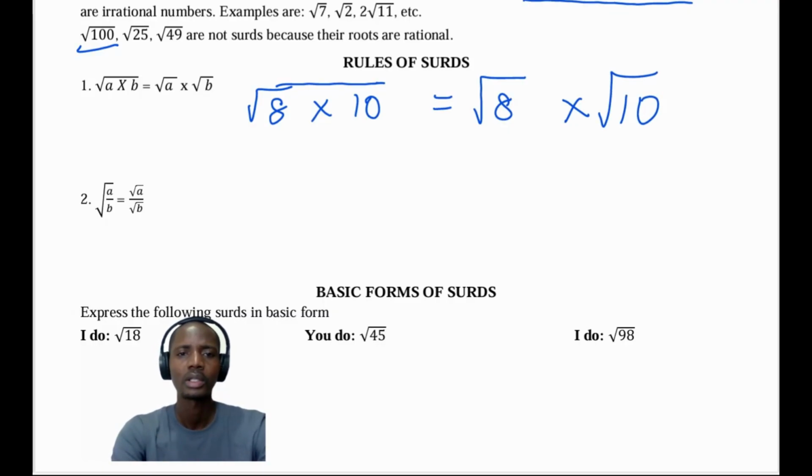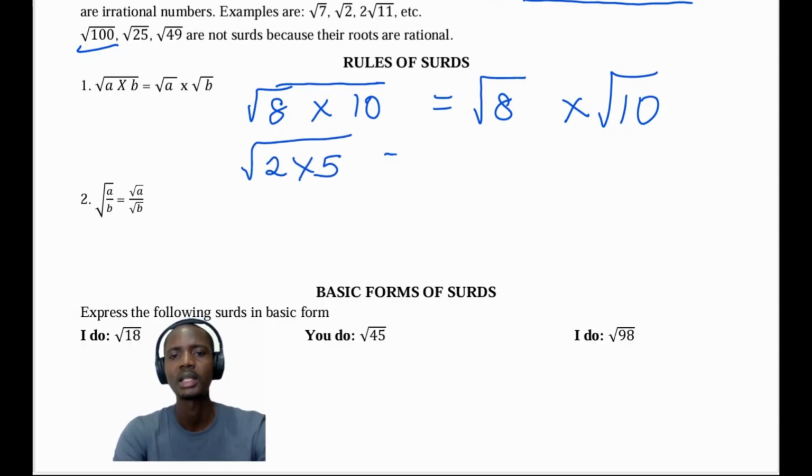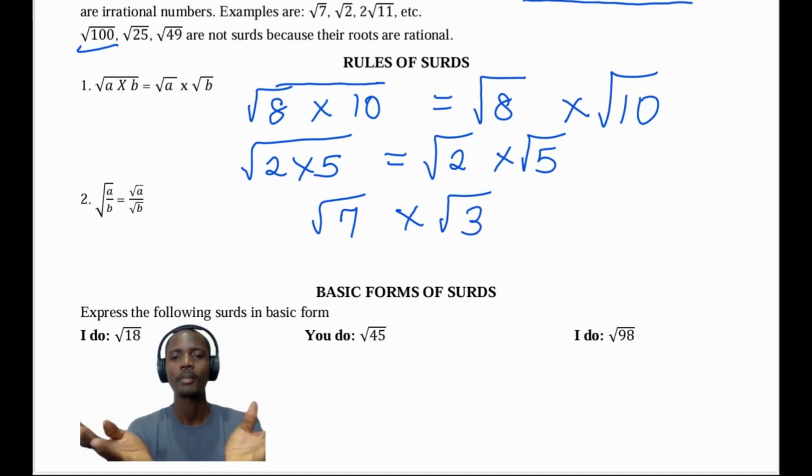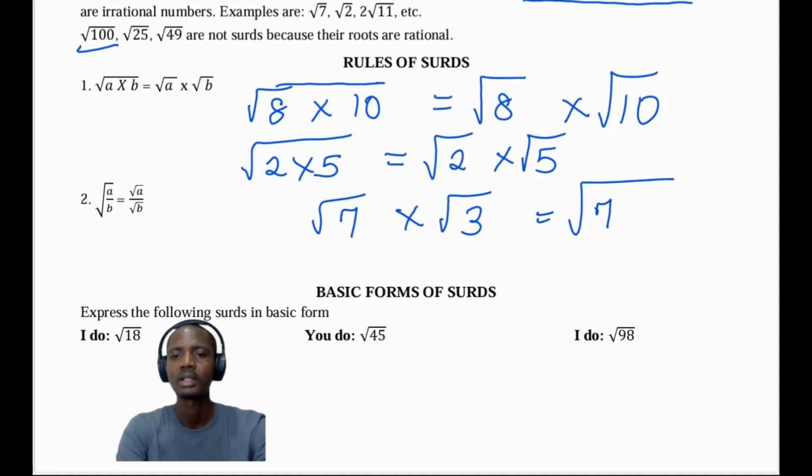Okay, another one. If I have root 2 times 5, it is important to know that it is equal to root 2 times root 5. Also, you need to know that if I have root 7 times root 3, I can combine this to become root 7 times 3, which is equal to root 21.